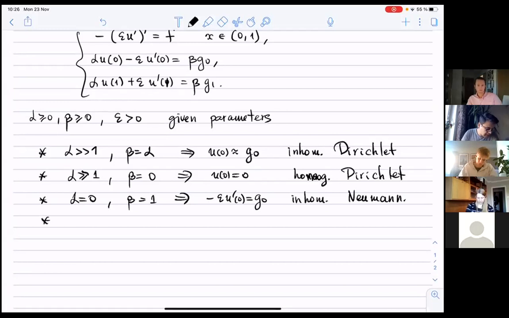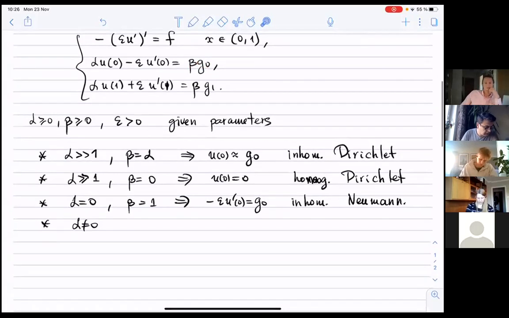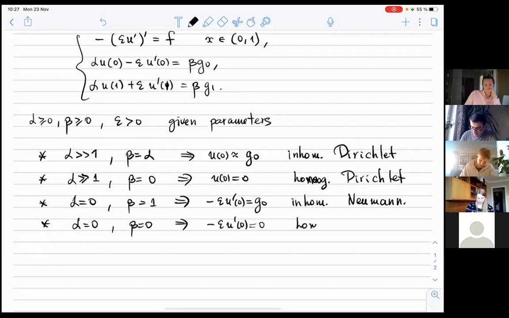And the last case, when alpha is non-zero, and of course beta could be any number. We have to write one more case for the homogeneous Neumann. So when alpha is 0 and beta is of course 0, then we have minus epsilon u prime(0) equals 0. This is homogeneous Neumann.